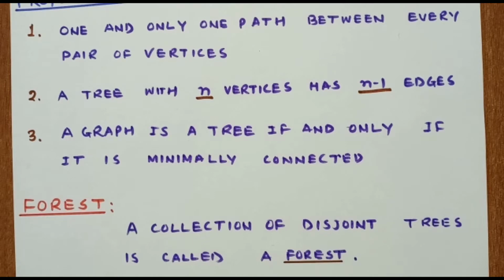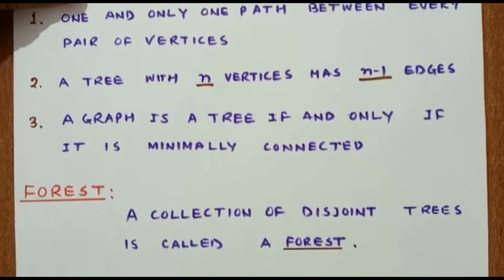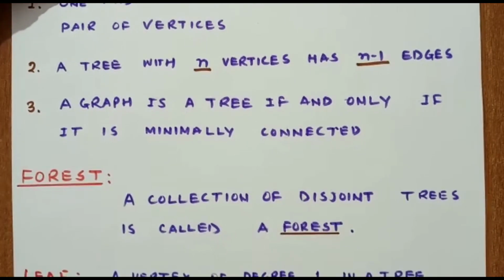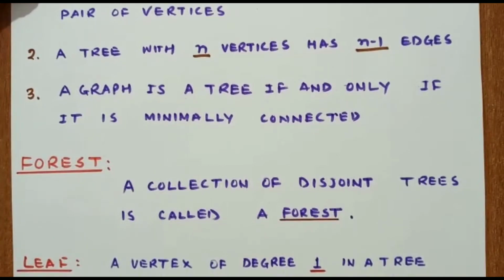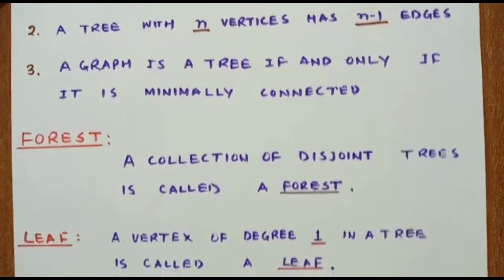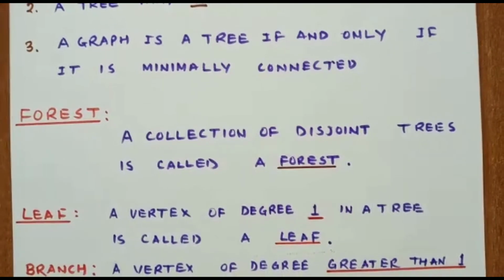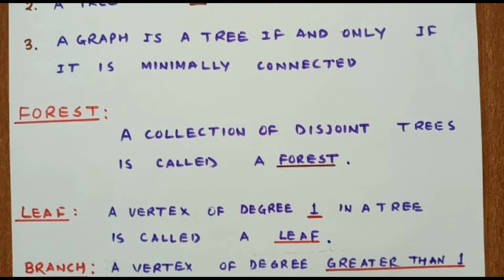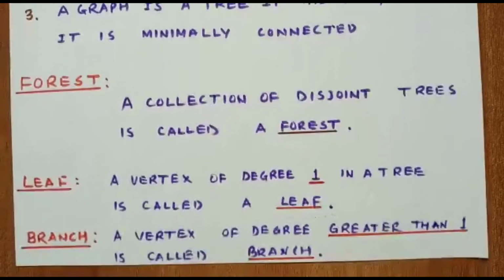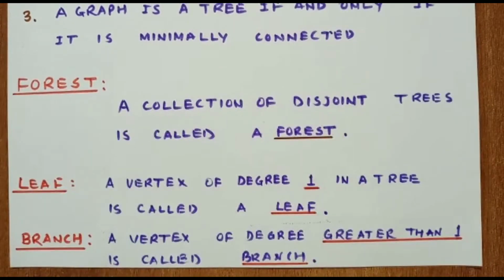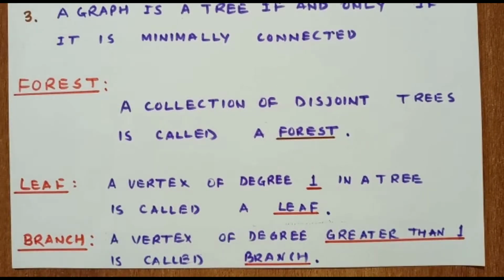Now leaf. What is a leaf? A vertex is called a leaf if its degree is 1. It means a vertex of degree 1 in a tree is called a leaf. Next definition is branch. A vertex of degree more than 1 is called a branch. So this is the definition of branch.